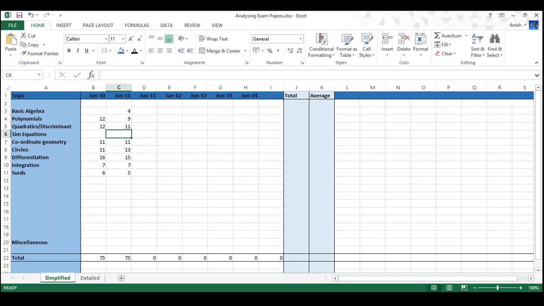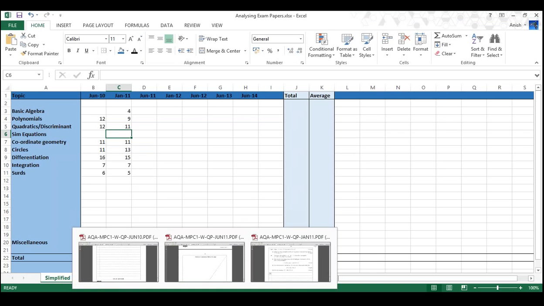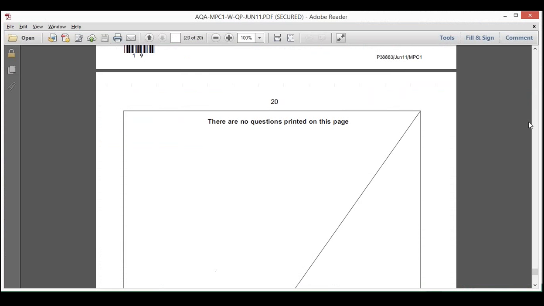Right, just from that, we can get a good idea of how many marks you're going to get on each topic. I'm going to do one more because it's a simplified version. It doesn't take that long. So that was January 11. Let's look at June 11.